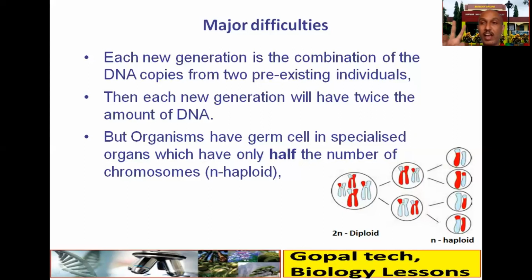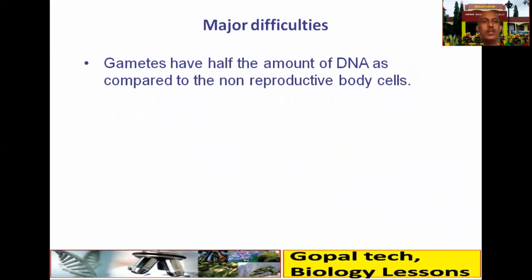Each gamete carries half the number of chromosomes. So genes will also be half. And that problem is solved by meiosis. So this is due to meiosis division. Now gametes have half the amount of DNA as compared to the non-reproductive body cells, that is in a plant, the root, stem, leaf. They have the diploid number. In our body everything is diploid except the germ cell.